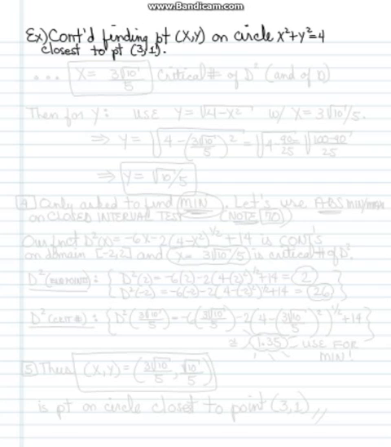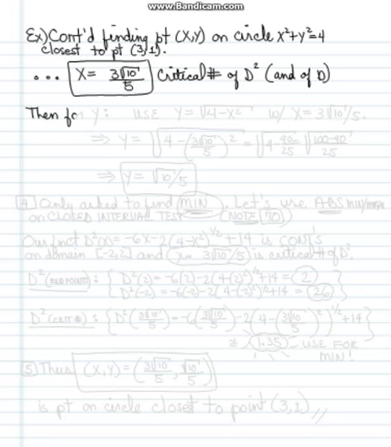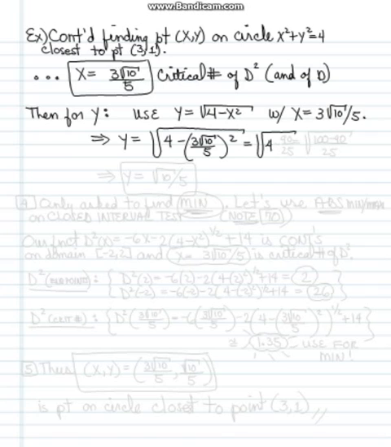Okay, but being a critical number of the distance squared, that is the same as being a critical number of the original distance d. We're doing that for convenience, working with d squared instead of d. Then for y, we have that condition on y, the circle equation, x squared plus y squared equals 4. We solved for y and got the square root of 4 minus x squared. We're going to use that when x is equal to our critical number 3 times the square root of 10 over 5. And that gives us y equals the square root of, when we simplify it, the square root of 10 over 5. Okay, so we have an x, we have a y.